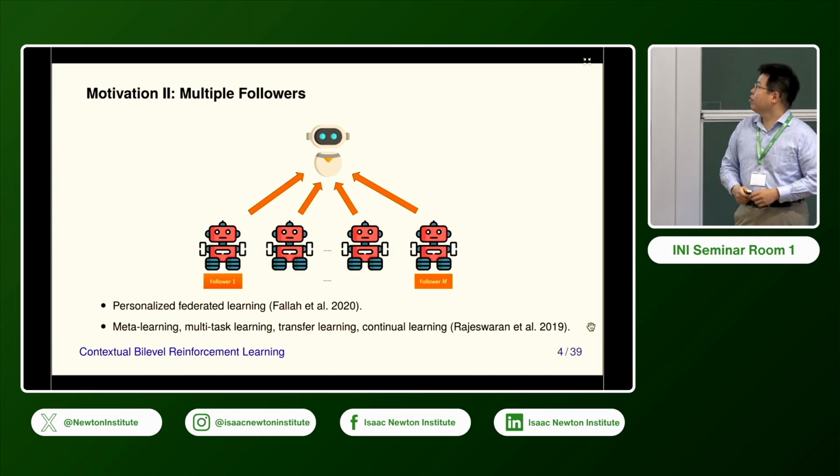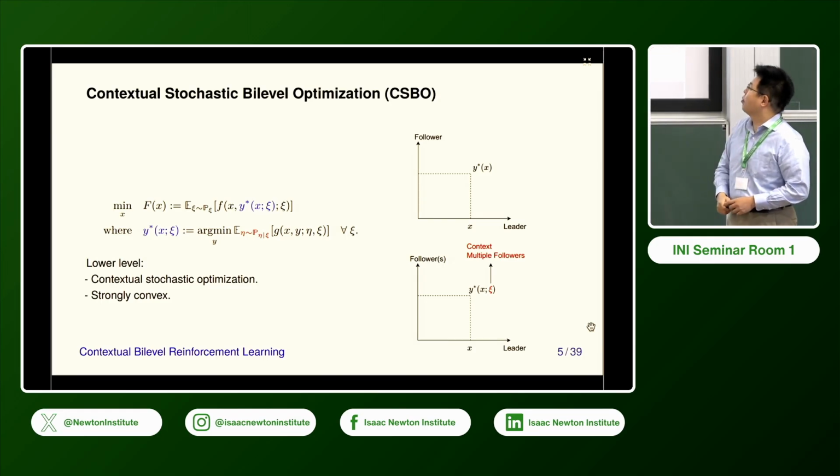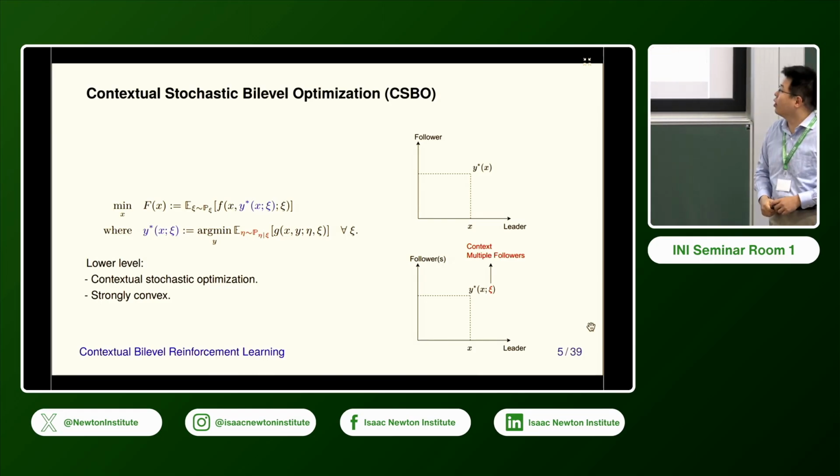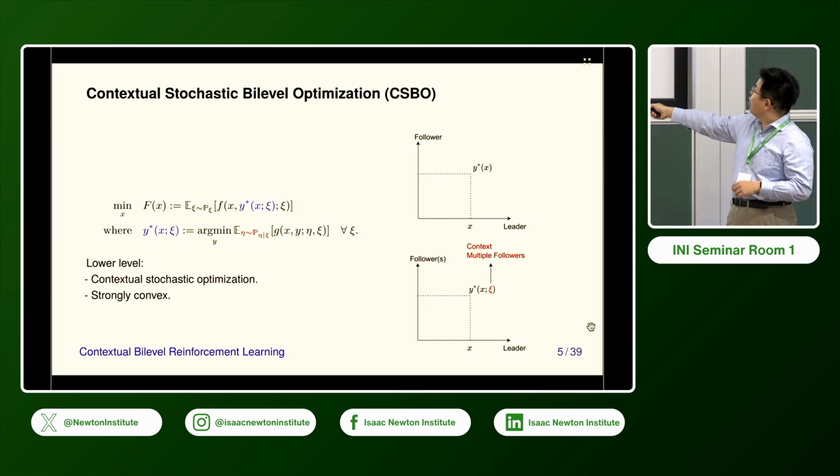Okay, to capture these two scenarios, we propose something called stochastic bilevel optimization, but in a contextual way, and the context is really this psi here. In the past, your follower's best response does not depend on any randomness. It's just a best response to the leader's decision. Now it depends on this context.